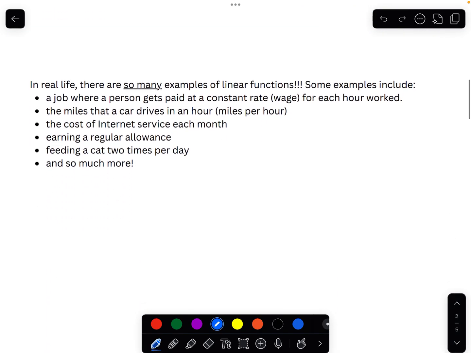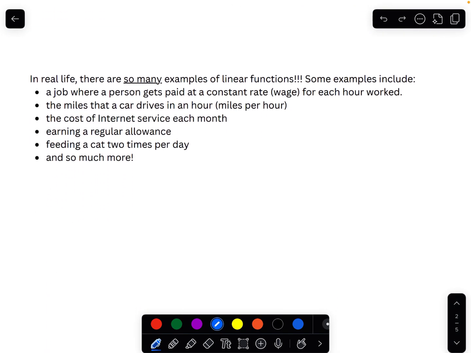In real life, there are so many examples of linear functions. We talked about one just now, a job where a person gets paid at a constant rate or wage for each hour worked, or it could be for each day worked, for each month worked. Miles per hour of a car, that is a linear function. The cost of internet service each month. I pay a lot for internet service, and for each additional month, I pay a constant rate that is more.